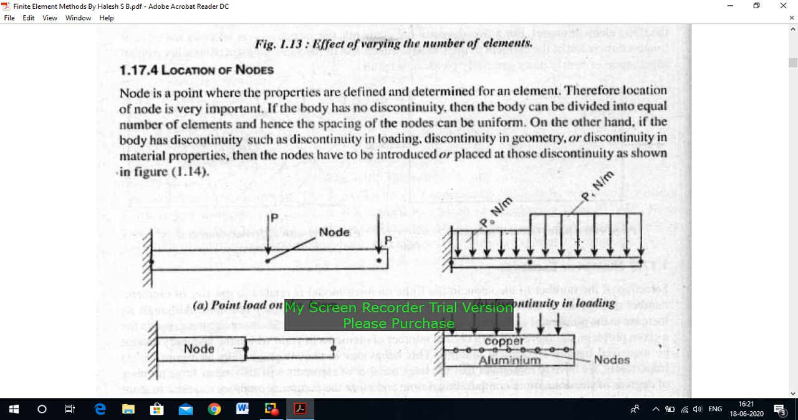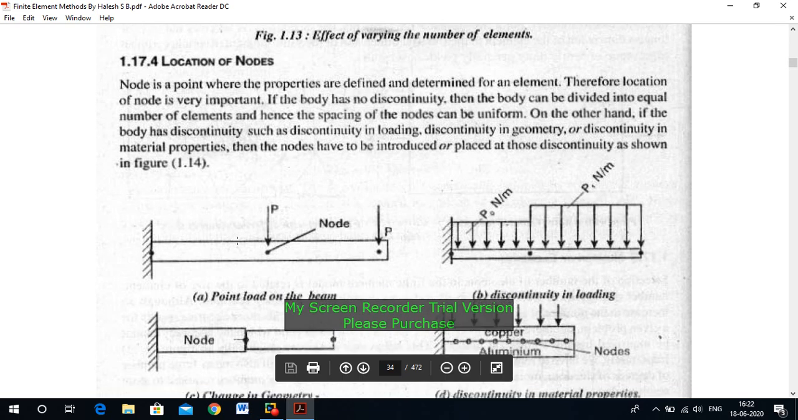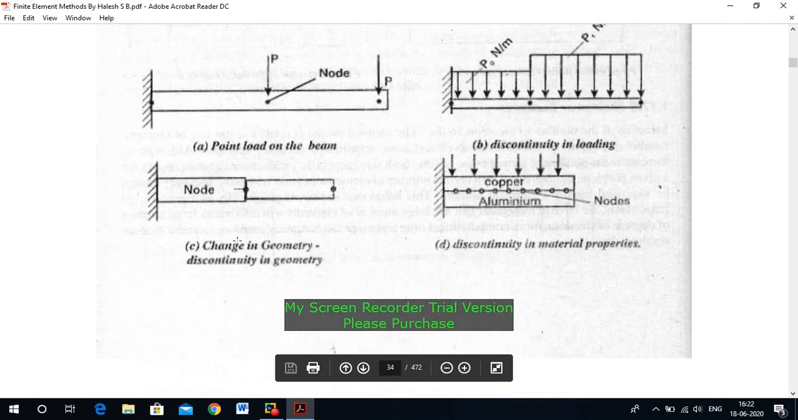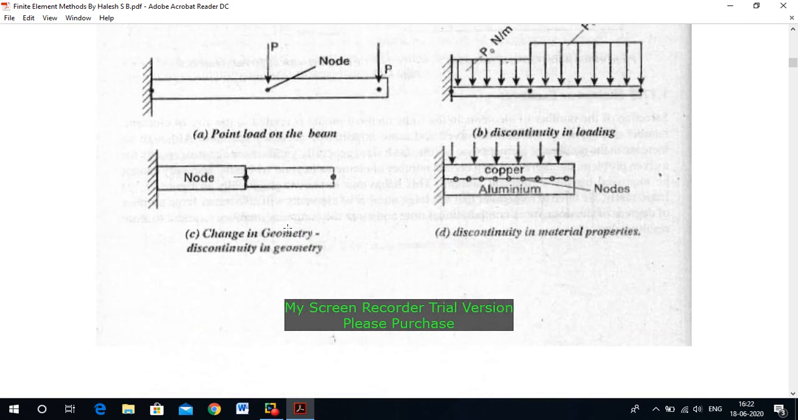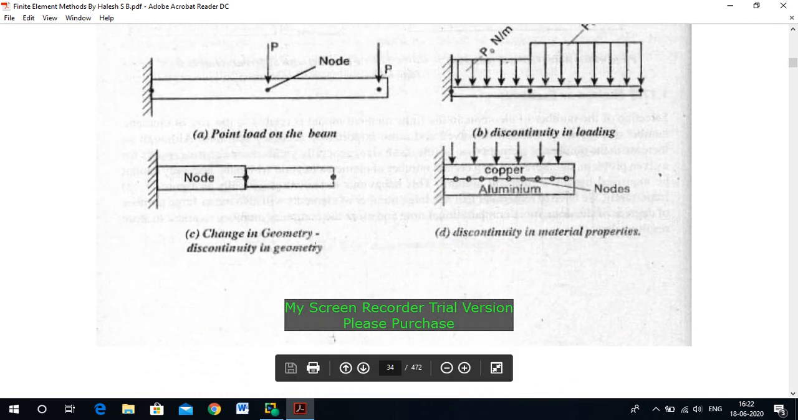In this, there is a uniformly varying load. In this type of beam, it consists of 3 nodes. There is discontinuity in the loading in one case, but here there is uniformity in the loading. And change in the geometry, discontinuity in the geometry, and discontinuity in the material properties.